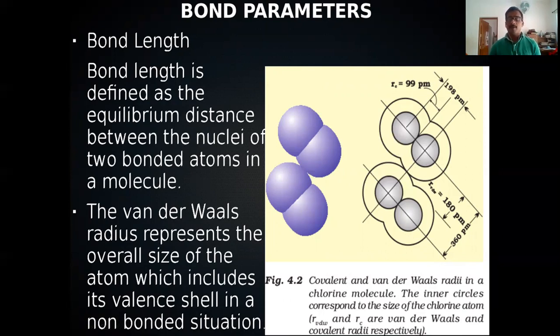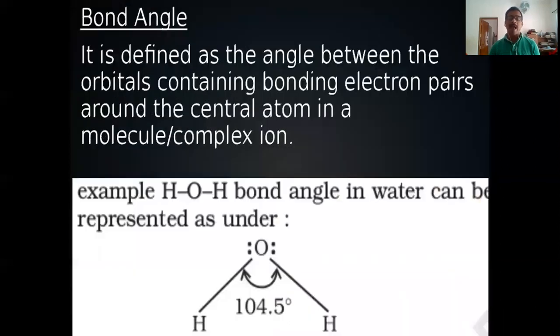The van der Waals radius that we already discussed in the third chapter: van der Waals radius, covalent radius, and metallic radius. So I am not repeating it here. I think it may be clear to you. Okay, the next one is bond angle.